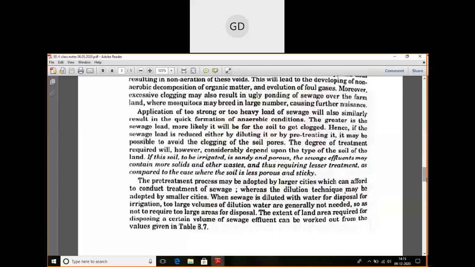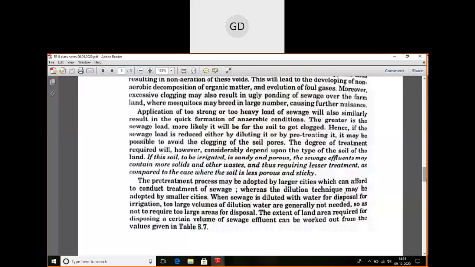If the soil that is to be irrigated is sandy and porous, then the sewage effluents may contain more solids and other waste, and it will require lesser treatment as compared to the case when the soil is very sticky and porous.